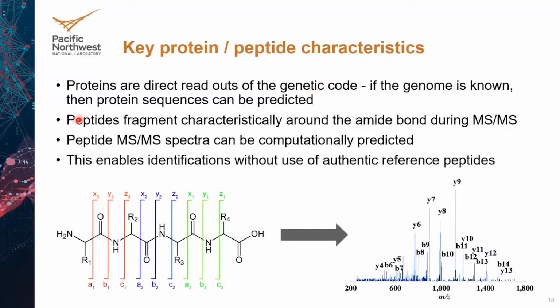Peptides also fragment very characteristically around the amide bond during MS-MS. So you see the mock peptide down here, and you can see that you might get A or X ions depending on the fragmentation mechanism that you're using. You might get B or Y ions. This occurs during CID and HCD type fragmentation. You may get C or Z ions. This occurs during electron transfer dissociation and so forth. But the important thing is that the fragmentation always occurs in this region of the amide bond. And so that has allowed the development of algorithms that can computationally predict what a peptide dissociation should look like. That enables, essentially, confident identifications of peptides without the use of authentic reference peptides. And there are also good methods for assessing false discovery, and I'll show that in the next slide.